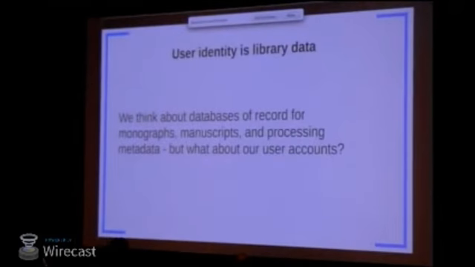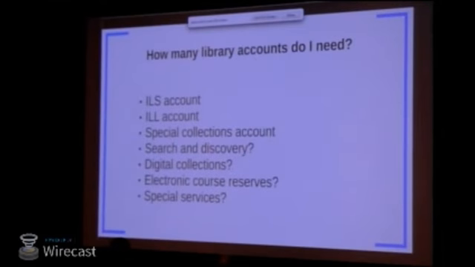Okay, so what I'd like to talk about today is single sign-on and authentication. It's a little bit of a boring subject sometimes, but you've got to remember that your user data is library data. So we spend a lot of time worrying about what's the system of record for our monographs or manuscripts, but the fact that many systems require information about users, names, email addresses, whatever, often gets accepted as a given without needing to consider what the downstream effects are. And those are often lots of library accounts.